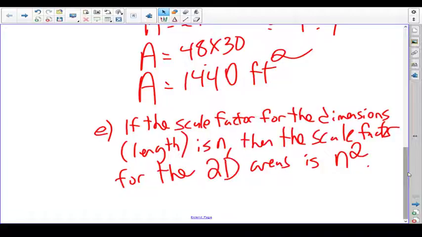So if we multiply the lengths by n, then the scale factor for the areas is n squared. Make sense? Okay. Let's go.